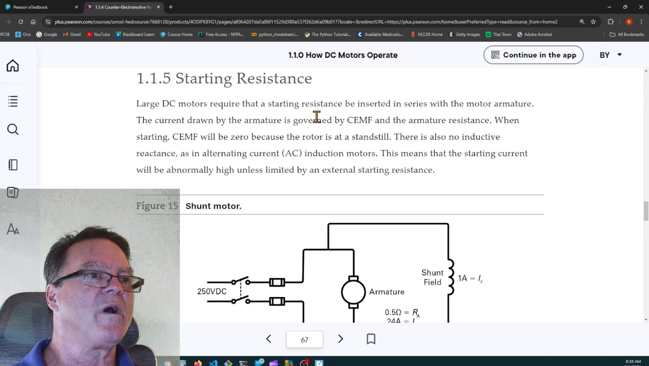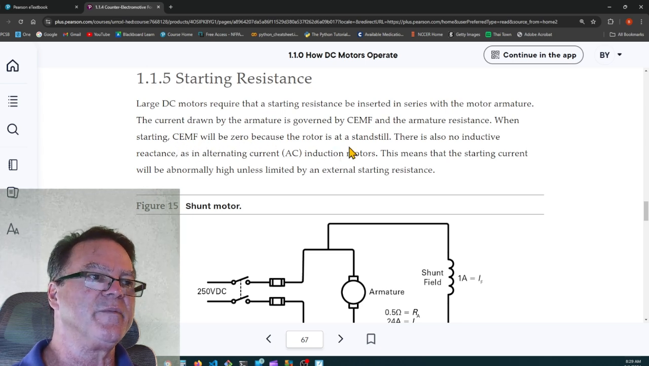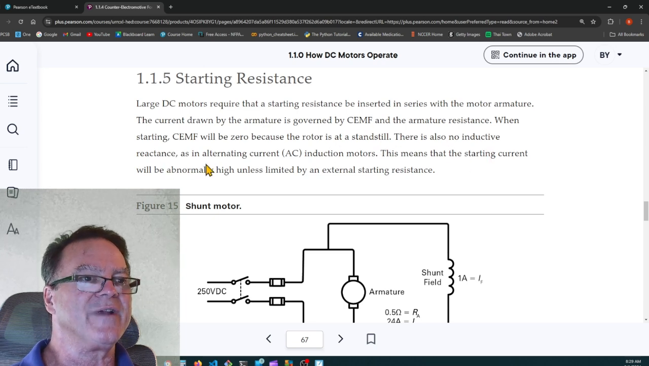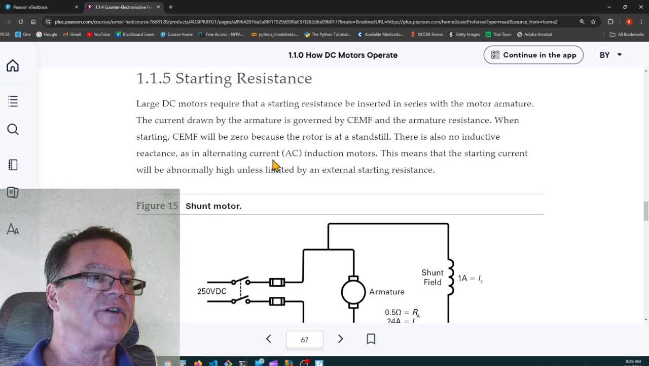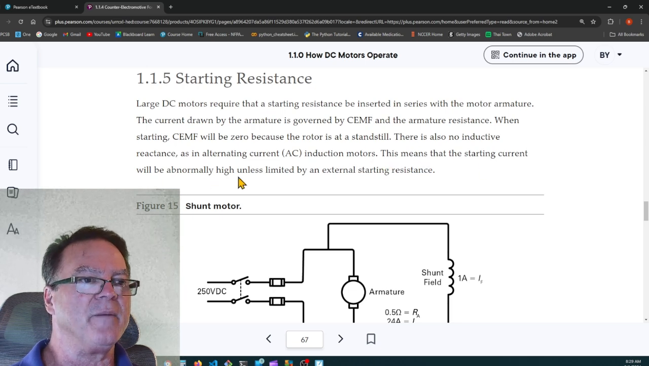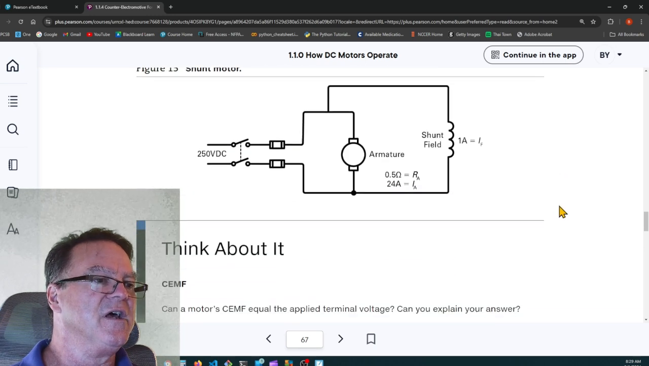Large DC motors require that starting resistance be inserted in series with the motor armature. The current drawn by the armature is governed by the counter electromotive force and the armature resistance. When starting, counter electromotive force will be 0 because the rotor is at a standstill. There's also no inductive reactance as in alternating current induction motors. This means that the starting current will be abnormally high unless limited by an external starting resistance. So that's what they'll do.